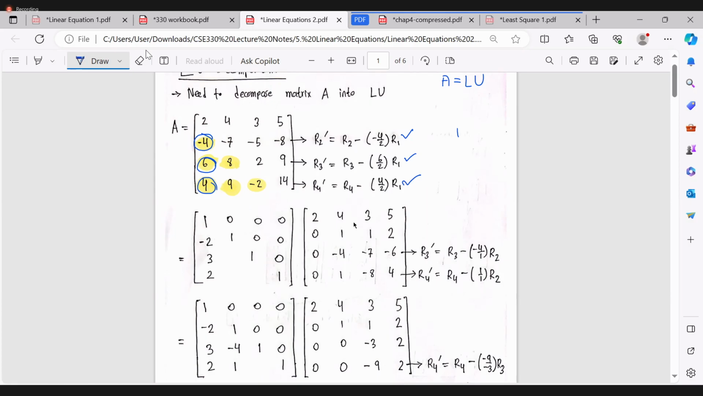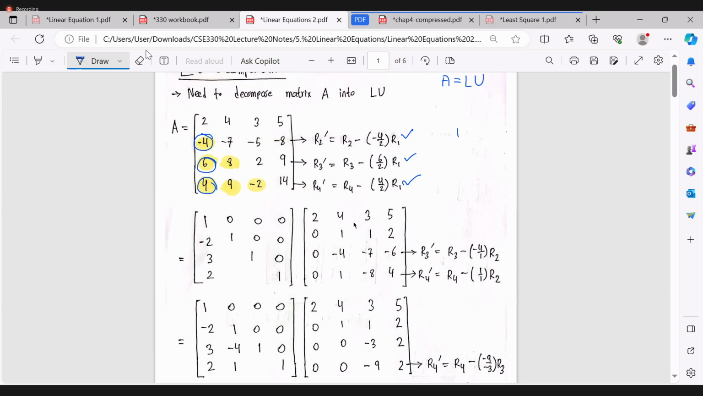So why we are giving a negative sign here, I will tell later, but we can write it in this form. And let's say R3 prime is equal to R3 minus 3R1. R4 prime is equal to R4 minus 2R1 to make this value 0. So when you are done with these row operations, you get this back.